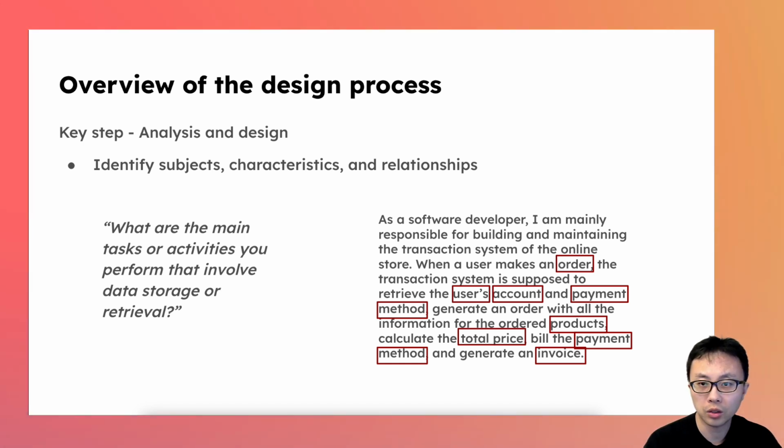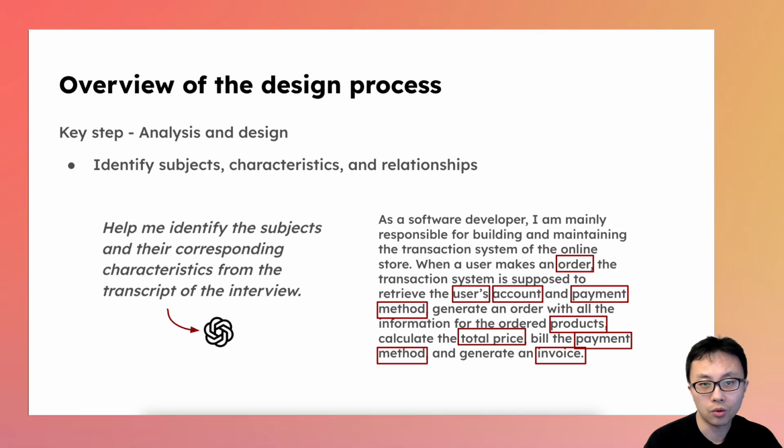If the transcript of the interview becomes very long, you may also seek help from generative AI with a request like this on the left side of the screen that says, "Help me identify the subjects and their corresponding characteristics from the transcript of the interview." However, you can't blindly trust AI to do this job perfectly. You will need to double-check and make possibly a lot of small or big revisions to the work of AI.